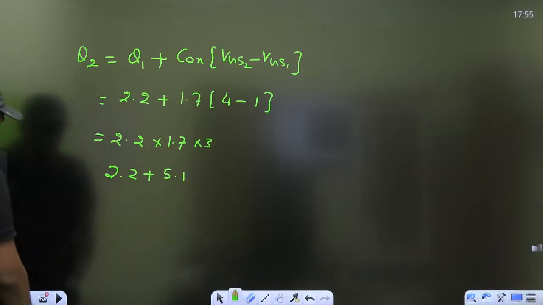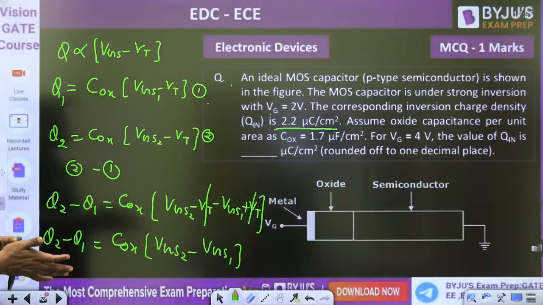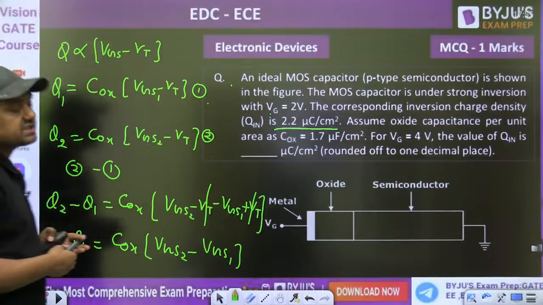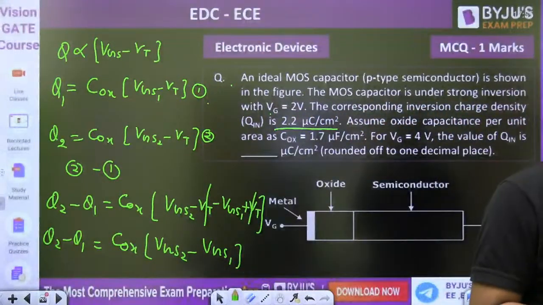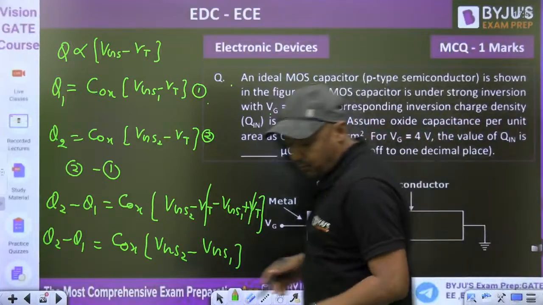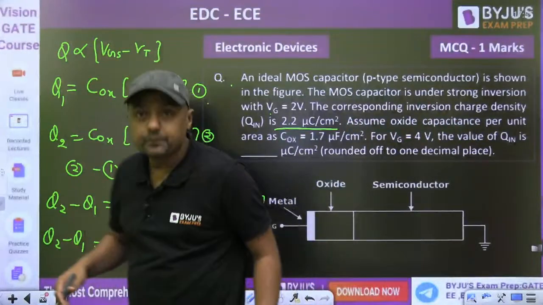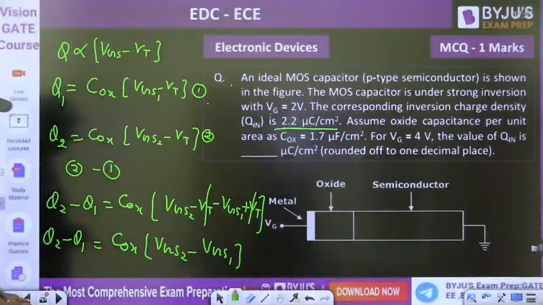5.1. So what is the question asked here? Assume the ideal per unit, the value of the QI rounded off to. In the second case, what will be the inversion charge density? Now you can find. Can you find? Okay. What is the problem here? What is 5 means what? It will act as a short circuit, the MOSFET.